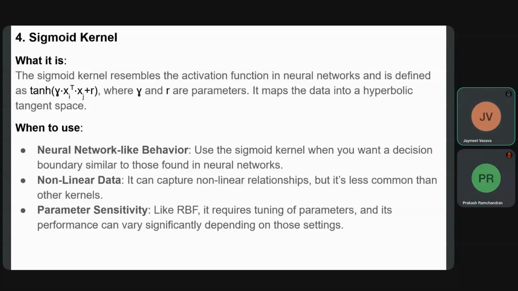So when we add the tanh function, it maps the result into the hyperbolic tangent function between the range of -1 and 1. So it transforms the linear combination of the dot product and the constant r into a non-linear output.